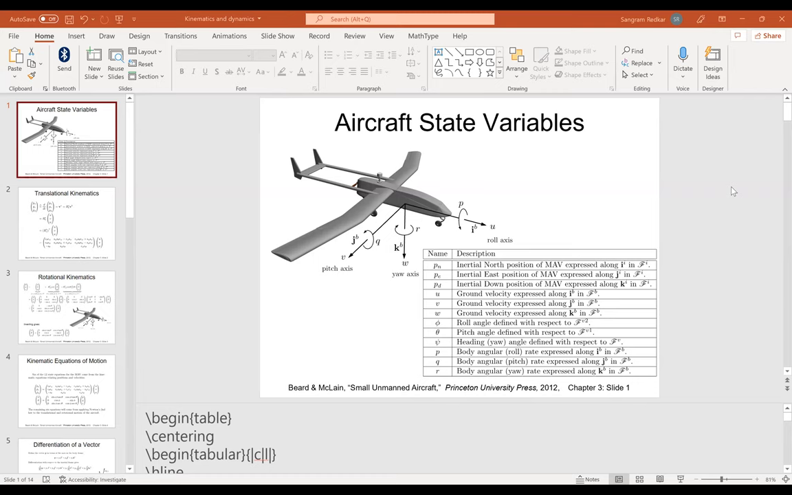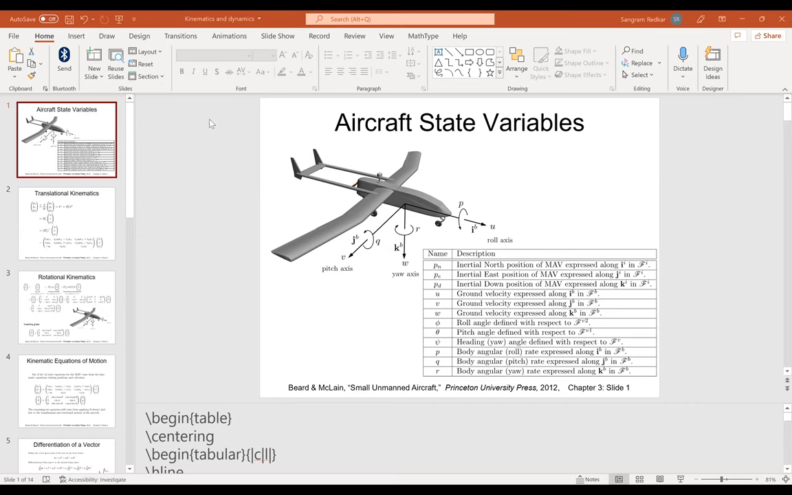U, V, W are the velocities that are expressed in the aircraft frame. So FB is the aircraft frame. U, V, and W are the forward, sideward, and downward velocity of the aircraft. Roll, pitch, and yaw are the attitude angles with respect to the ground frame, and P, Q, R are the body angular rates. Roll, pitch, and yaw are called inertial angles because they are with respect to the inertial frame. P, Q, R are the body rates: roll rate, pitch rate, and yaw rate.